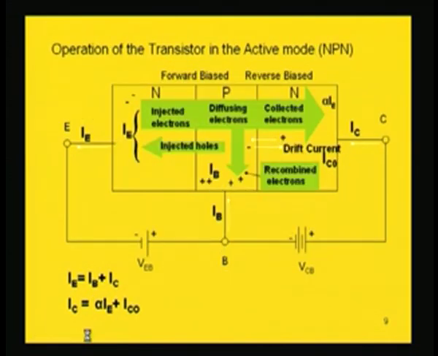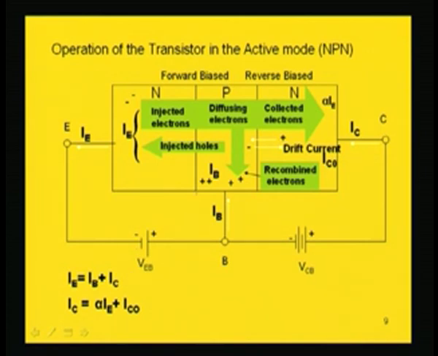Now, if we consider the NPN transistor, the difference from PNP is that you have emitter, base, and collector as N, P, and N materials. P is the base region sandwiched between two N type materials. The condition for active operation of the transistor is that the emitter base junction should be forward biased and the collector base junction should be reverse biased. That is satisfied by this battery with the polarities as indicated, which shows that N is connected to negative and P is connected to positive.